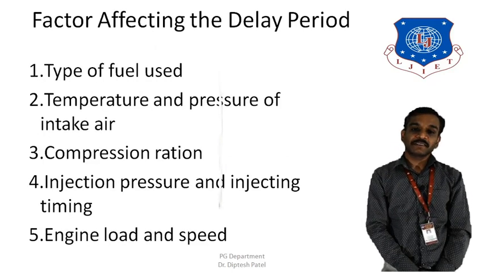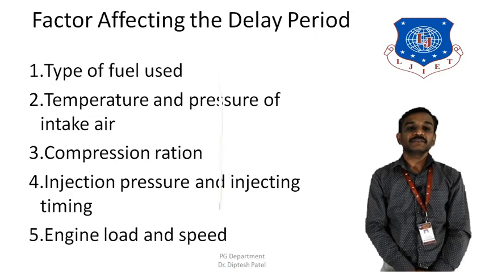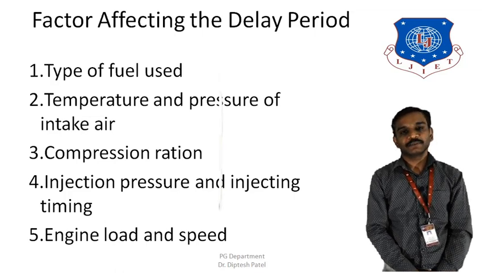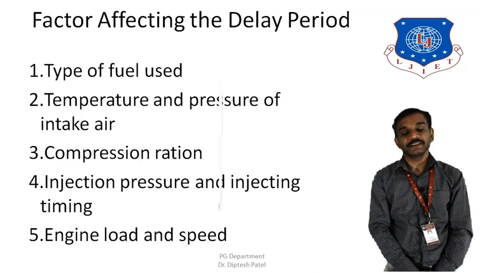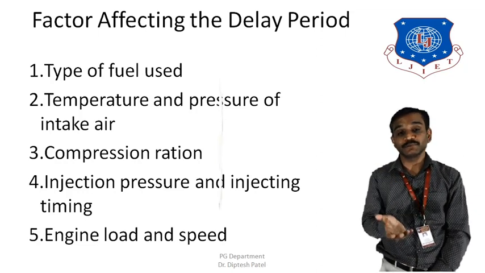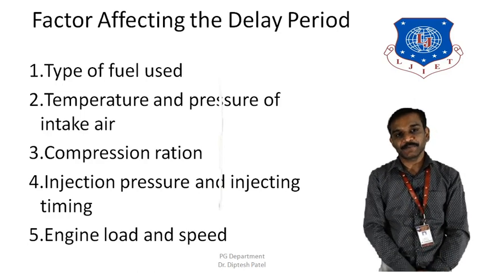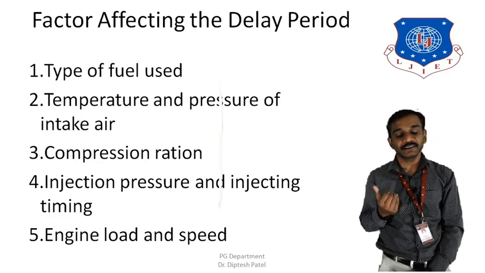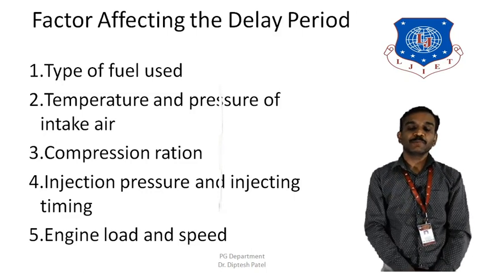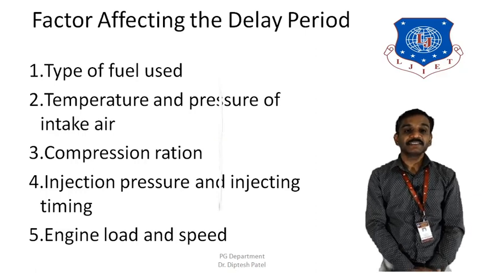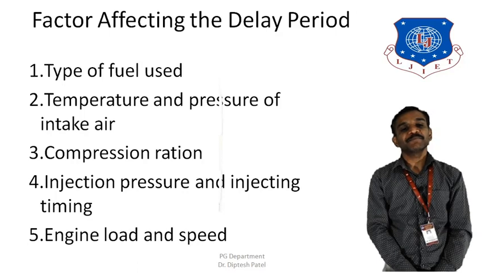Now what are the factors that affect the delay period? The first one is the type of fuel. What type of fuel you are using is very important, because chemical characteristics of the fuel, such as the volatility, viscosity, and the self ignition temperature, play an important role in the delay period. If we have a low self ignition temperature fuel, then the delay period would be smaller. Then the cetane number also plays an important role. If the cetane number is high, then the delay period would be lower as well. So the first and very important factor which affects the delay period is the type of fuel being used in the CI engine.